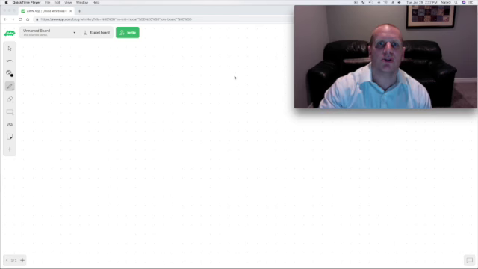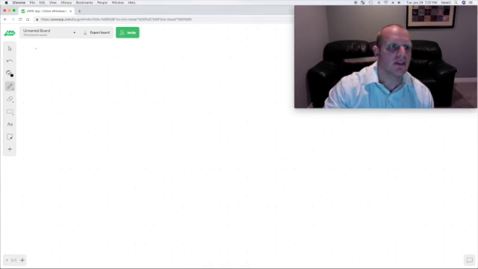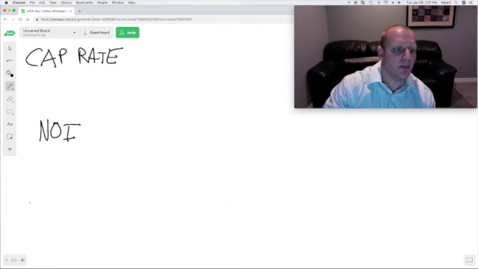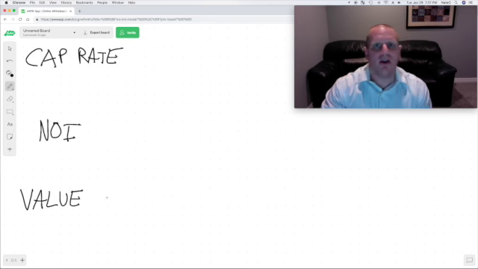So the first three terms that we want to talk about, and they're all related, are cap rate, or the rate, and then the NOI, or the net operating income, and then thirdly is the value.